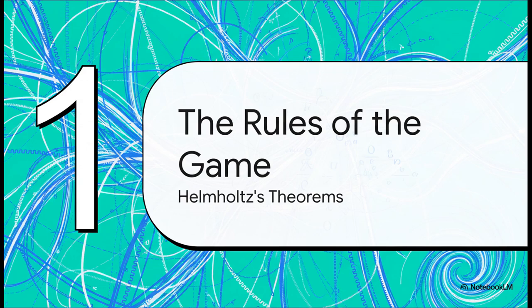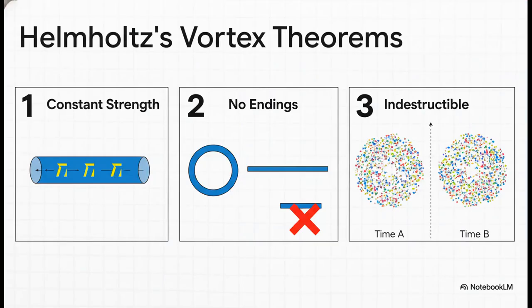They're not just random. They follow a really strict set of rules. These were laid out way back in the 19th century by Hermann von Helmholtz. You can think of them as the fundamental laws of physics for how vortices work in an ideal fluid. All right, here are the three big theorems.